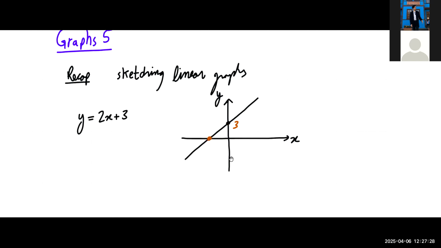On the x-axis, y is 0. On the y-axis, x is 0. That's basically it. So on this point, y is 0. Now, if y is 0, then how do I find out what this point is?